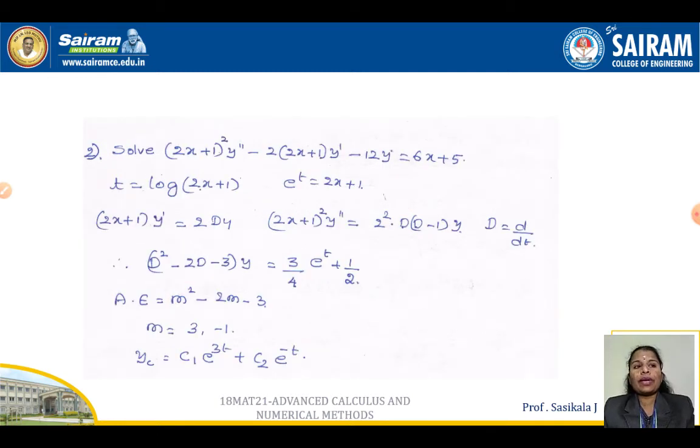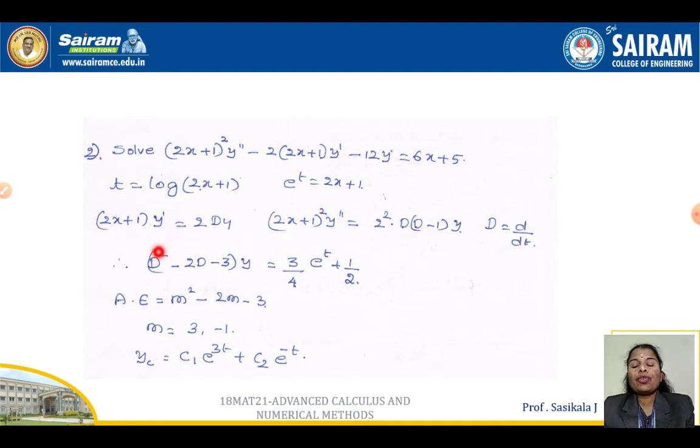Solve (2x plus 1) the whole square y double dash minus 2 of (2x plus 1) into y dash minus 12y is equal to 6x plus 5. So t is equal to log of 2x plus 1 as considered. You can see this question. It is a variable coefficient, but the variable is in the format of (ax plus b) the whole square. It will go under Legendre's differential equations, isn't it? So what you have to do, you can consider t is equal to log of (ax plus b), it is 2x plus 1. Then e power t will be your ax plus b, it is 2x plus 1.